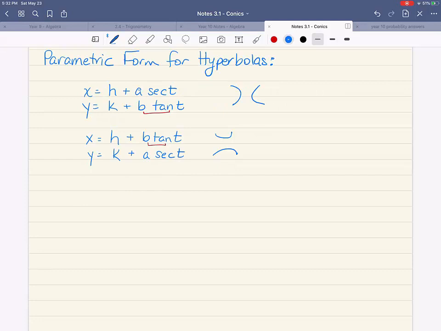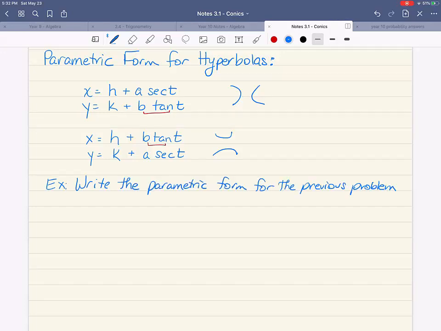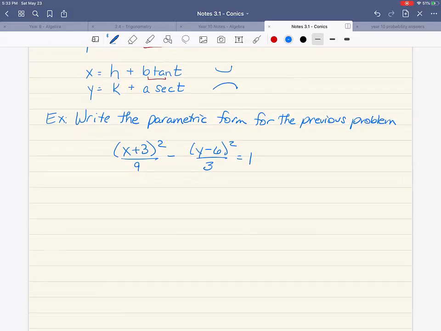So let's do a sample problem of one of these. We're going to write the parametric form for the previous problem. So this was x plus 3, the quantity squared, over 9 minus y minus 6 squared over 3 equals 1. All right, just like the ellipse, we need 4 pieces of information. We need h, we need k, we need a, and we need b. And I believe you can find all 4 of those off of this problem. So take a second and do that. Pause the video if you need to.